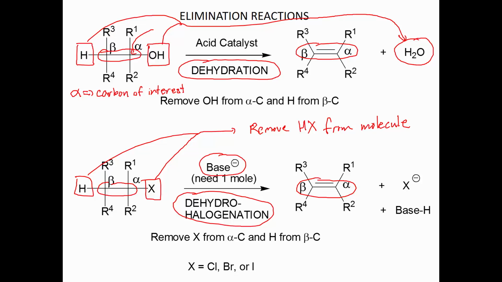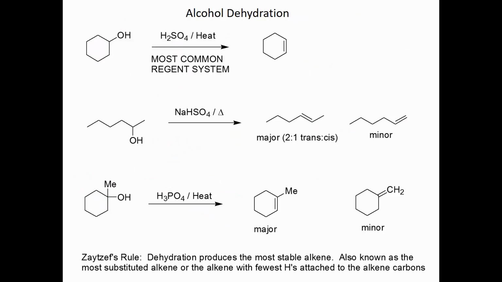Our base here, since it's removing HX, it's actually going to neutralize it. So our byproducts here, let's pretend the base has a negative charge, are just going to be the protonated base and the halide anion. If we had a counter ion like sodium hydroxide, we would not show it as X minus, but just NaX or whatever. All right. So we're going to look at the dehydration first, and let's look at it in some level of detail.